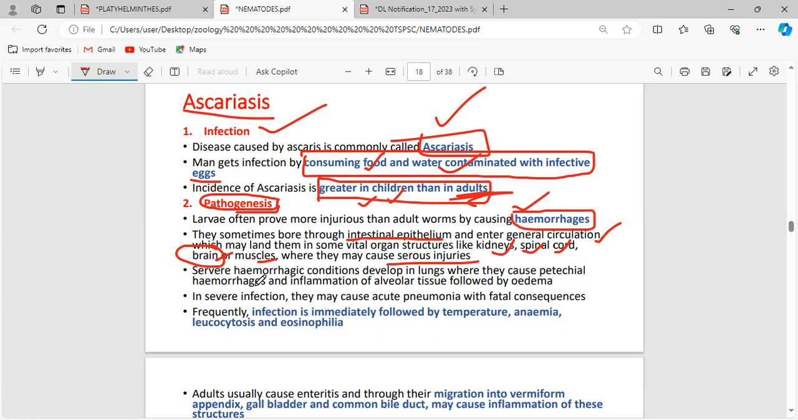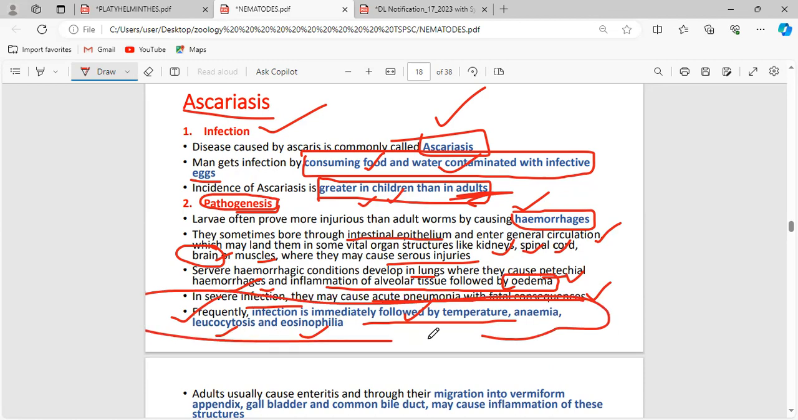Severe hemorrhagic conditions develop in the lungs, which cause petechial hemorrhages and inflammation of alveolar tissue, followed by edema. These are all hemorrhagic conditions. In severe infection, they may cause acute pneumonia with fatal consequences. Frequently, this infection is followed by fever, anemia, and leukocytosis with eosinophilia. These are all the conditions caused by Ascaris.